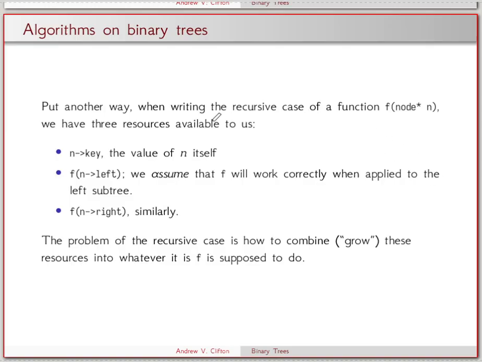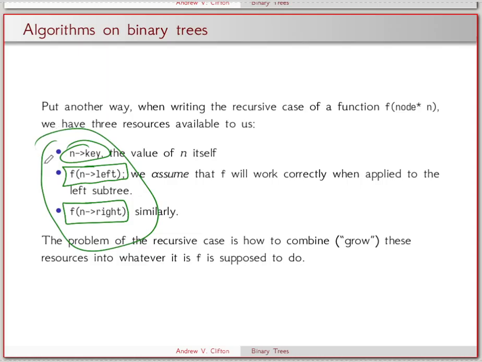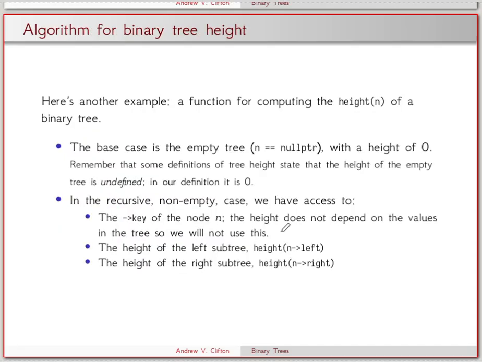So when we're writing the recursive case, these are the resources that we have: the key of the node, and the function that we're writing applied to the left. We know that that will work correctly. Magical recursion fairies will make it work. And then the function applied to the right. So the problem of the recursive case is just how do we combine these things? How do we take these and put them together into whatever it is that the function is supposed to do? So let's do another one.